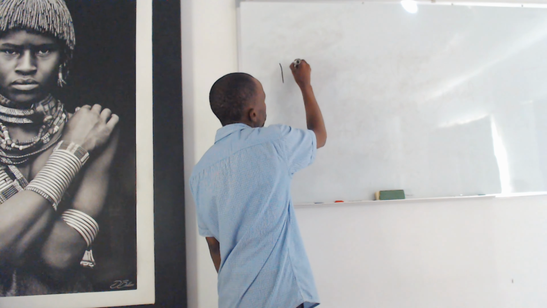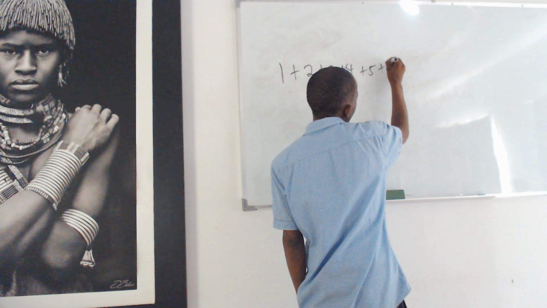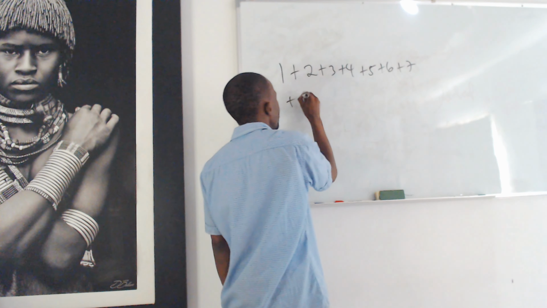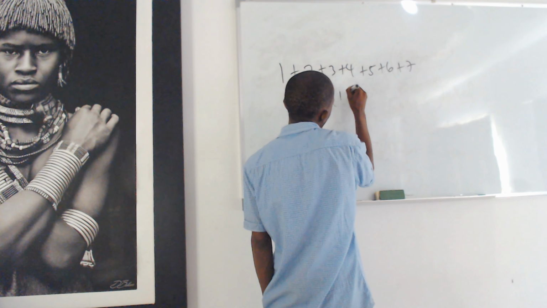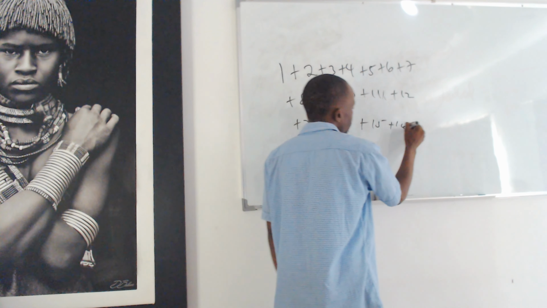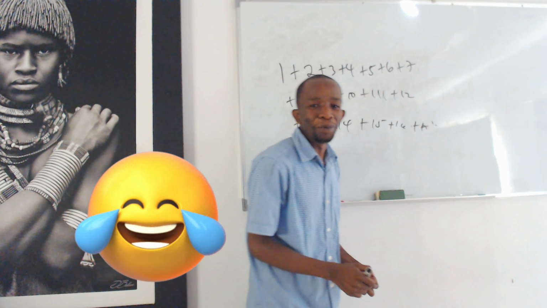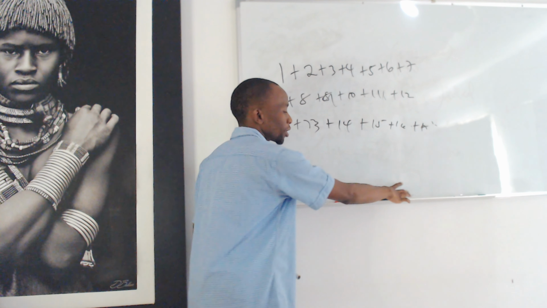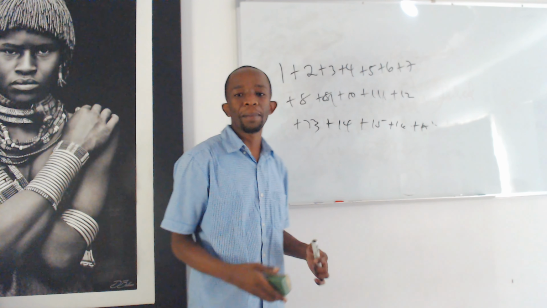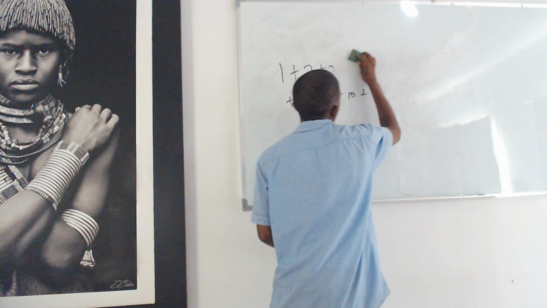How are you going to go about it again? So, 1 plus 2 plus 3 plus 4 plus 5 plus 6 plus 7 plus 8 plus 9 plus 10 plus 11 plus 12 plus 13 plus 14 plus 15 plus 16 plus 17. Guys, I'm getting tired. So as you can see, the whole process is going to become cumbersome. It's going to become very difficult for you to do.